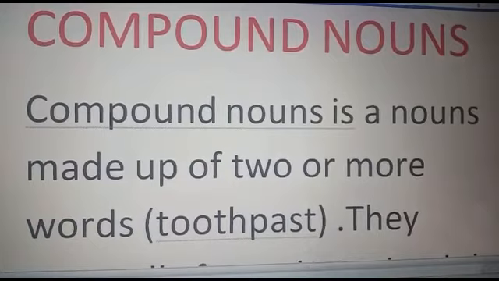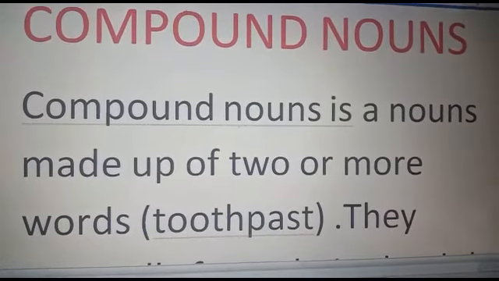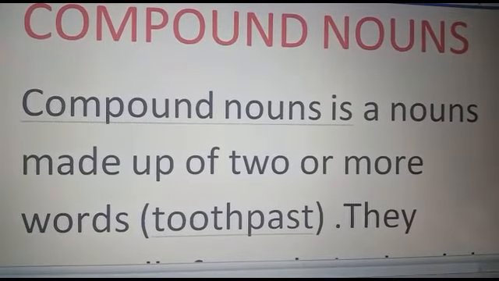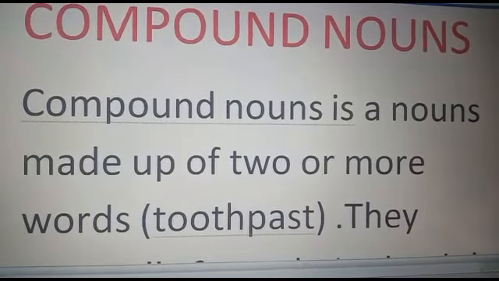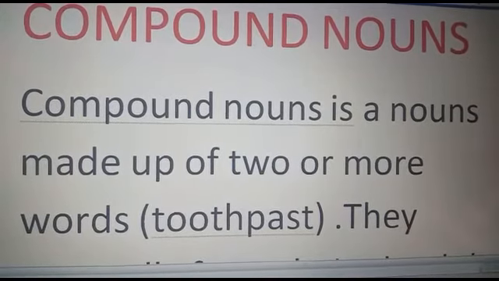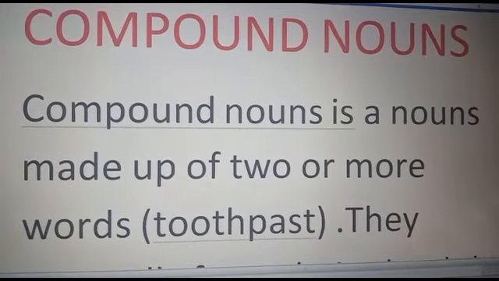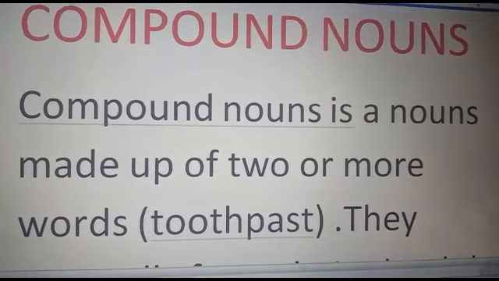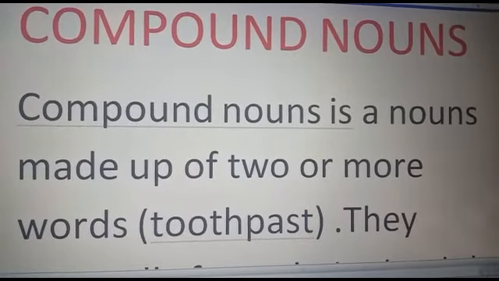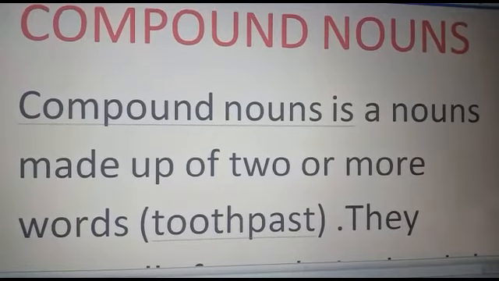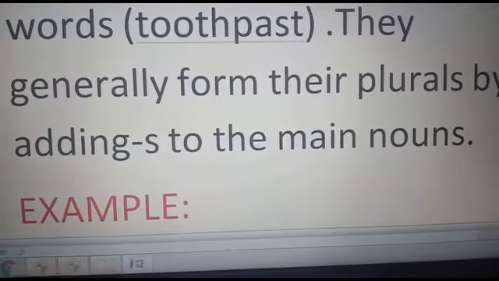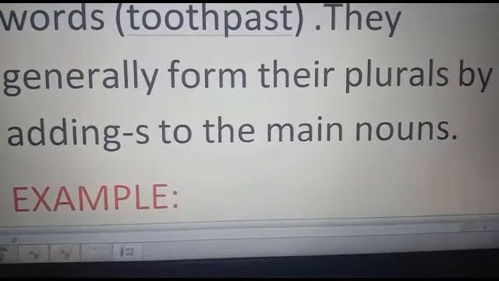Okay, let's read the definition. A compound noun is a noun made up of two or more words. I've given an example, that is toothpaste. If you come to think about it, tooth is separately different. Paste is different. But when I combine these two words, tooth and paste, it becomes one word which has a total different meaning than their actual meanings. Toothpaste that we use in the morning to brush our teeth. Compound nouns generally form their plurals by adding s to what?